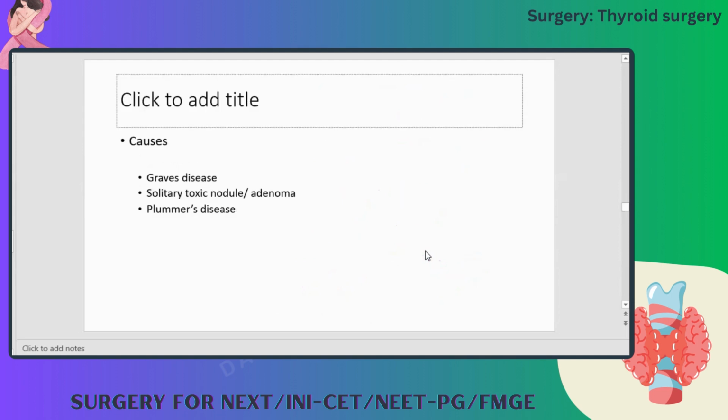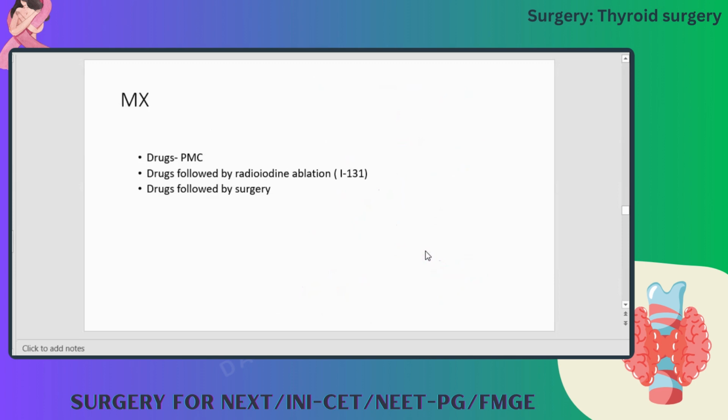So what causes Plummer's disease? What is Plummer's disease? What is Graves' disease? One hyperfunctioning nodule is Plummer's, and the whole gland hyperfunctioning is Graves'. Yes, very good. Okay. So then management.